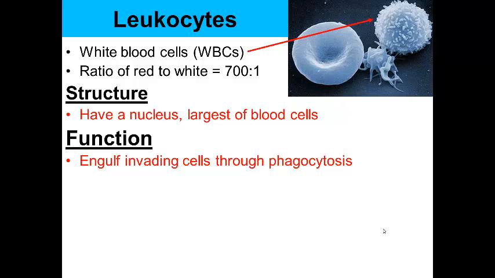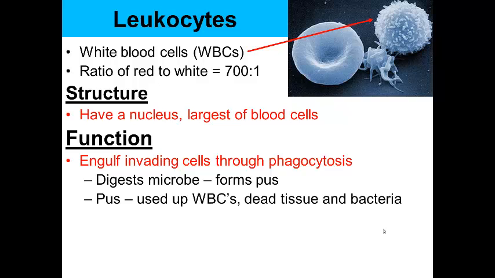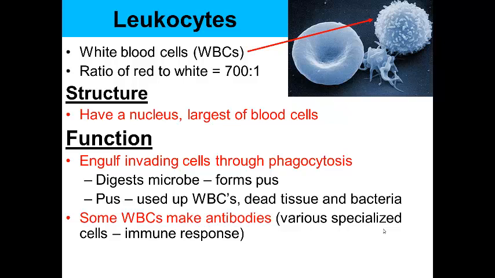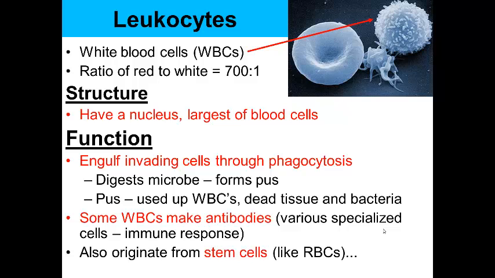So it eats invading cells. It digests microorganisms and forms pus. Pus is used by white blood cells. It contains dead tissue and bacteria. Some white blood cells make antibodies that result in an immune response that allows your body to react more swiftly in case of a second infection. They also come from stem cells like the red blood cells do.